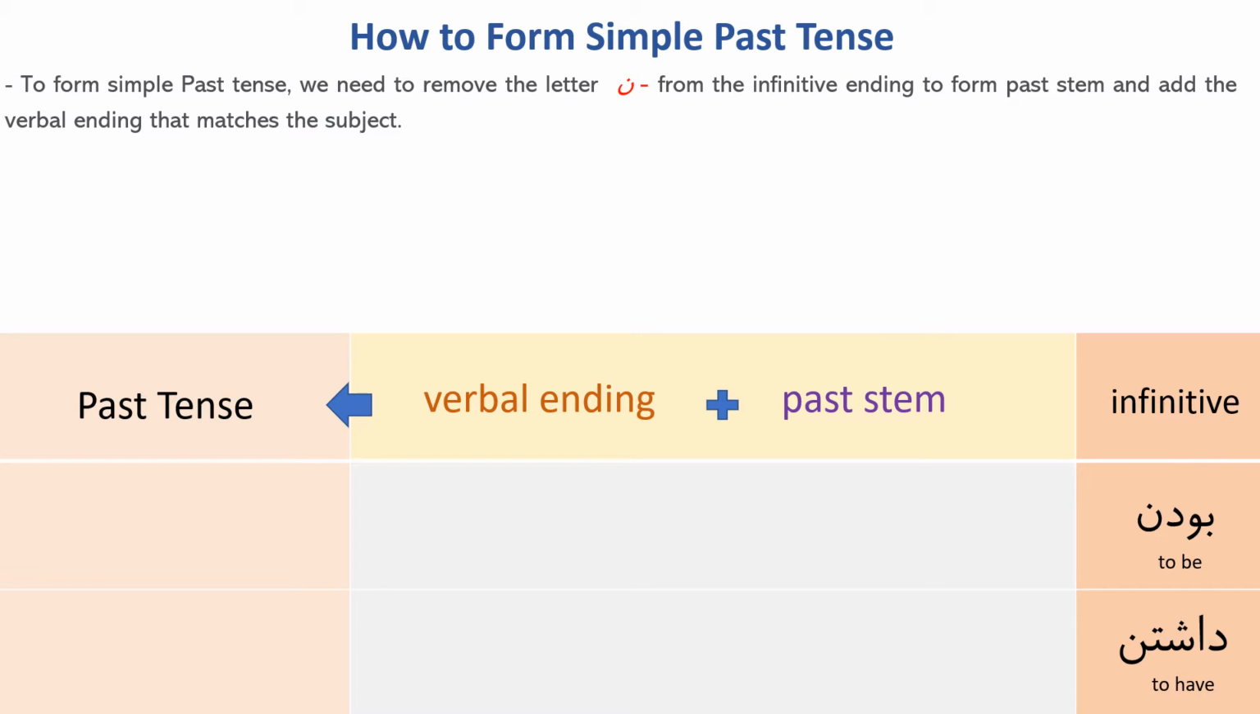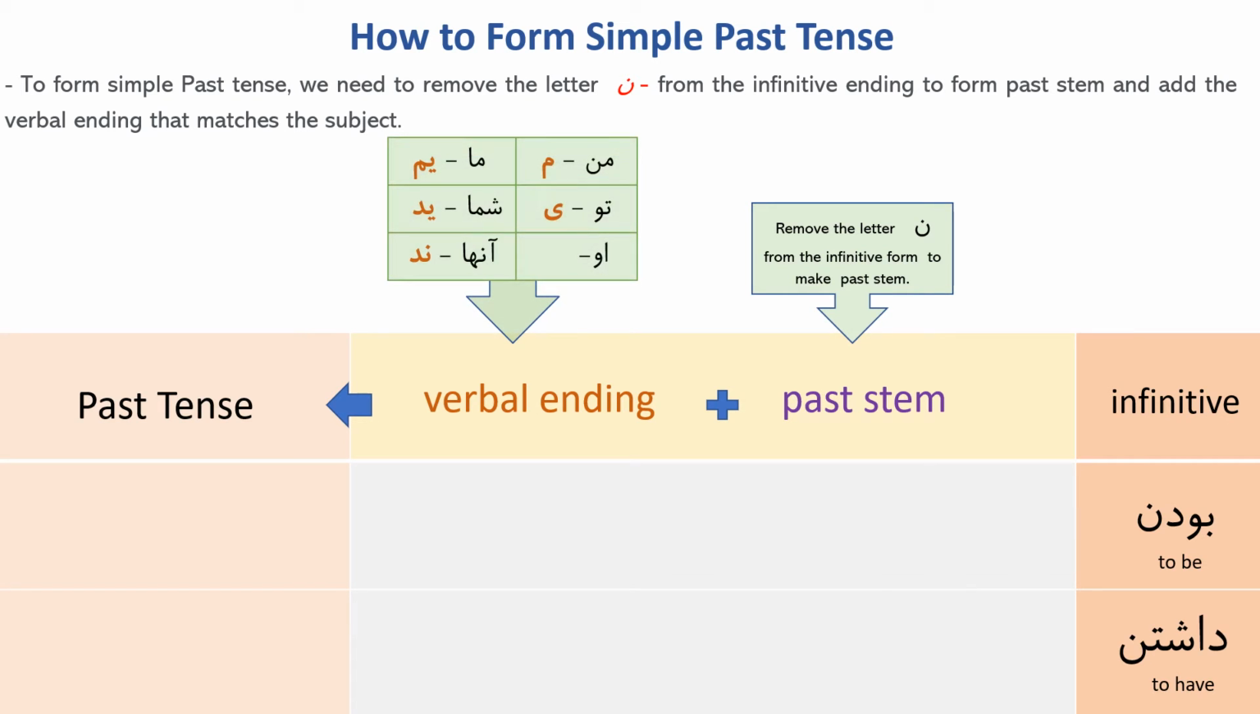How to form simple past tense. It's actually very easy to form simple past tense. The first thing we need to do is to remove the letter nun from the infinitive, and then we need to add the verbal ending that matches the subject. For example, here we have the verb بودن. So when we remove the letter nun from the infinitive, that's going to give us the past stem بود.